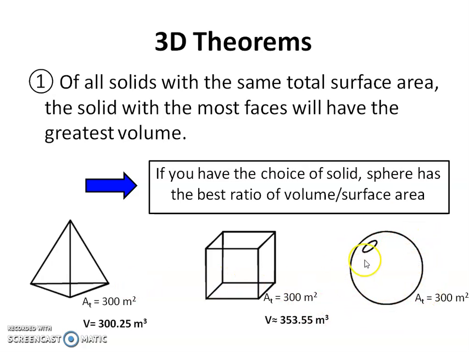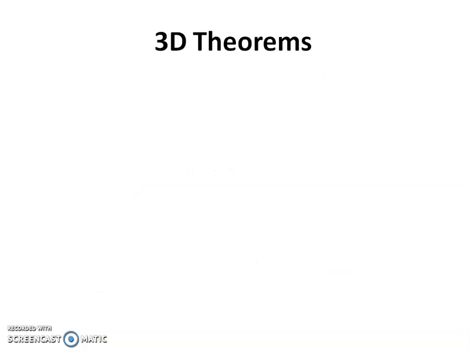And this shape, a sphere, if I knew the total surface area, I could solve for the radius, and then using that could solve for the volume. And the volume here works out to be a lot larger than either one of these two, all with the same area. So in conclusion, if you have a choice of the solid, sphere is the best one.